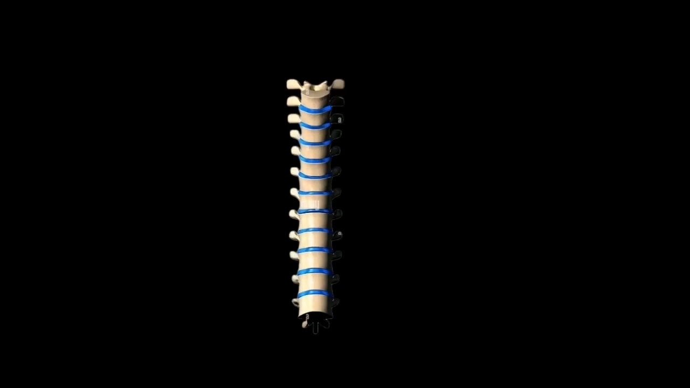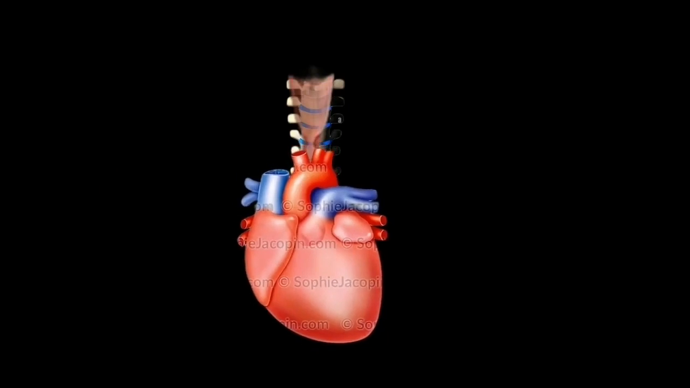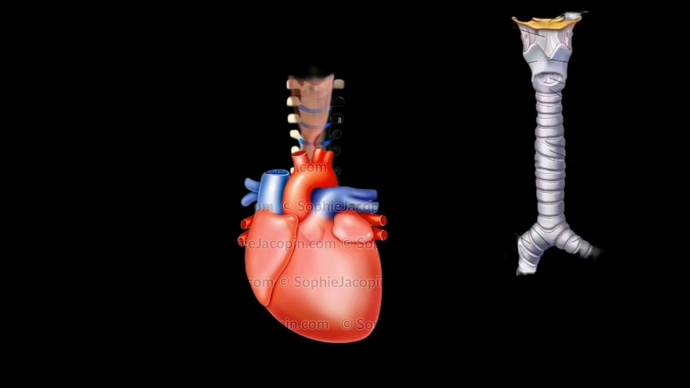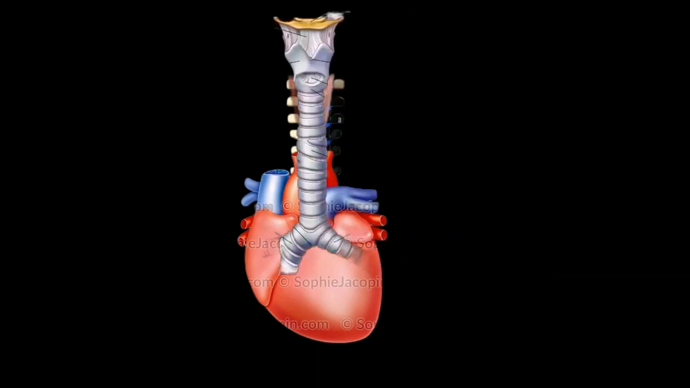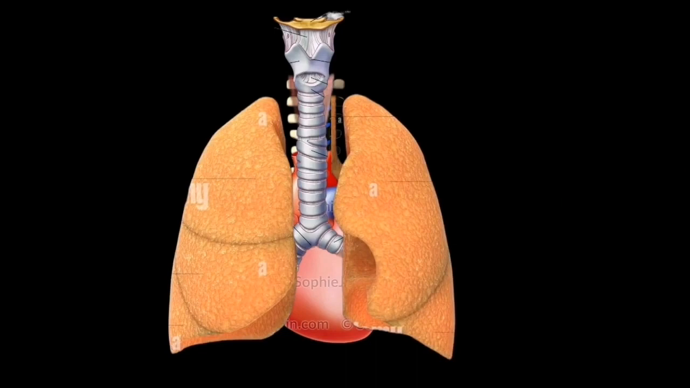The next in line is the GI system, specifically the oesophagus. Next is the heart with its pericardium and the great vessels, the aorta and the superior vena cava. Next, we have the trachea with the right and left main bronchi. And then lastly, the lungs, the right and the left lungs, each with their pleural membrane.